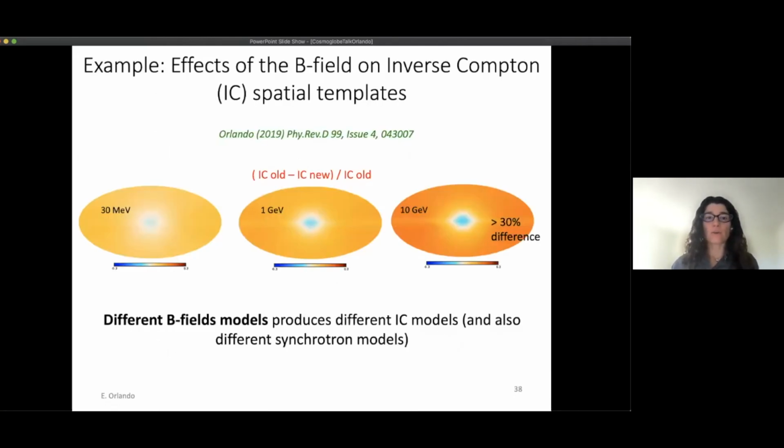This is an additional recent result. We checked the effects of the magnetic field on the inverse Compton spatial templates, inverse Compton in gamma rays. These maps show the differences between two models of the inverse Compton. Different magnetic field models also produce different inverse Compton models. Such an effect also applies to any cosmic ray source distribution, gas, or interstellar radiation field model used. And this is why I say that we need to study everything in a multi-frequency approach.